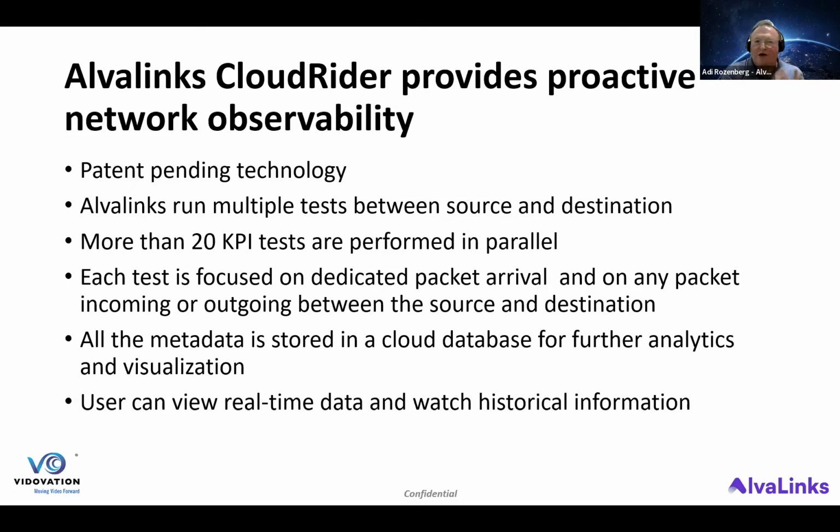Alvalinks CloudRider, which is the name of our solution, provides proactive network observability. That is a patent-pending technology. We run multiple tests between a source and destination, gathering more than 20 KPI tests in parallel, synchronized in time. So now we can synchronize the events and see them on one single pane, and see the correlation between events as they happen. Each test is focused on dedicated packet arrival, whether it is sent or arrived, and we can compare that packet by packet, incoming or outgoing, between source and destination.